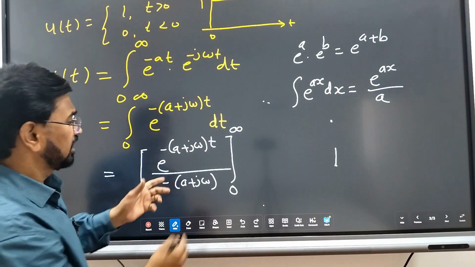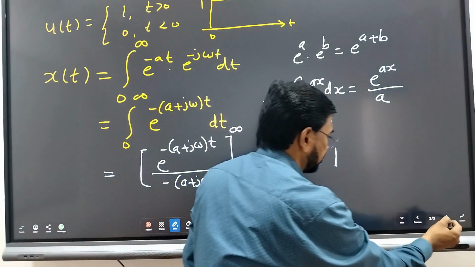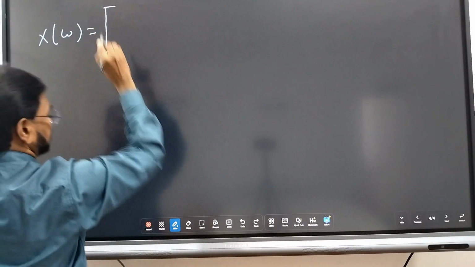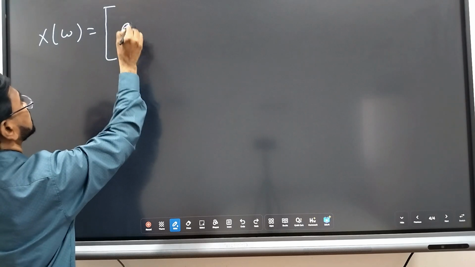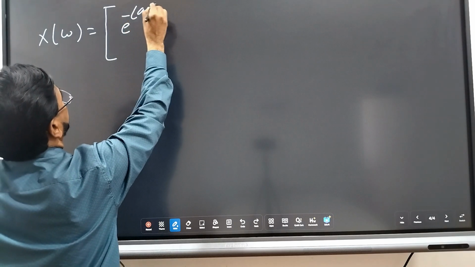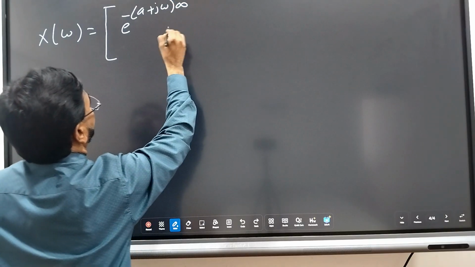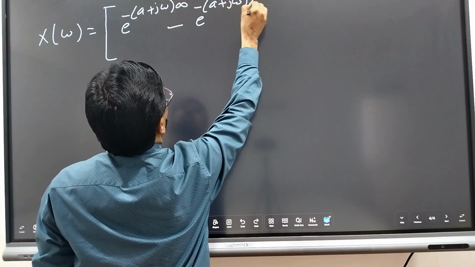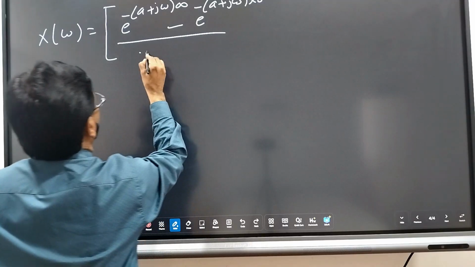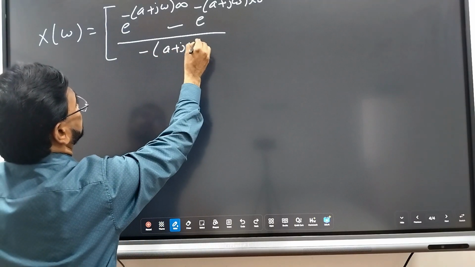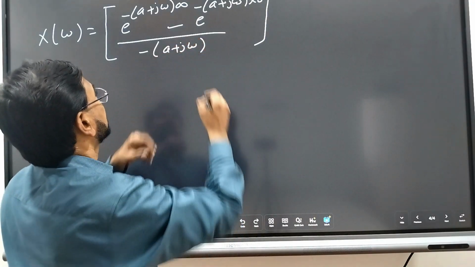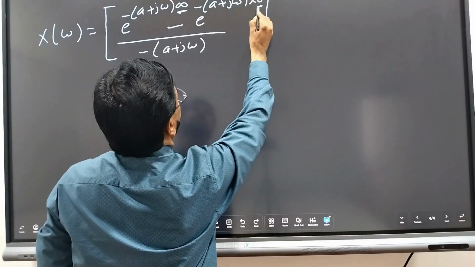So let us substitute the limit in this example. We'll go to the next page. So it is x of omega is equal to, so first of all substitute the upper limit, so it is e raised to minus (a plus j omega) infinity minus e raised to minus (a plus j omega) into 0 divided by minus (a plus j omega). Okay. So limit कहाँ पर पुट करना है? t के प्लेस में. So here it is t and here it is t.